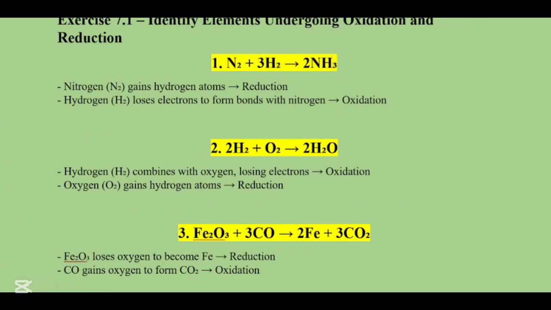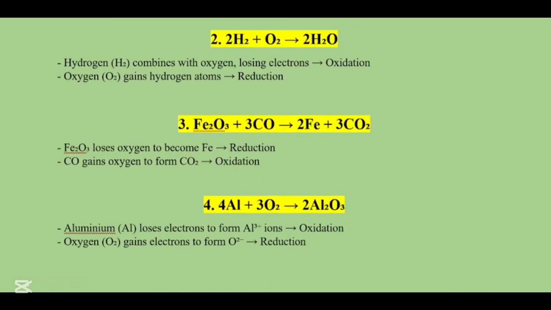So basically we lost electrons to form bonds with nitrogen. So this means when you lose electrons and your oxidation state increases, you're going to undergo oxidation. Now another example, as you can see, we have 2H2 plus O2 and the product is 2H2O.